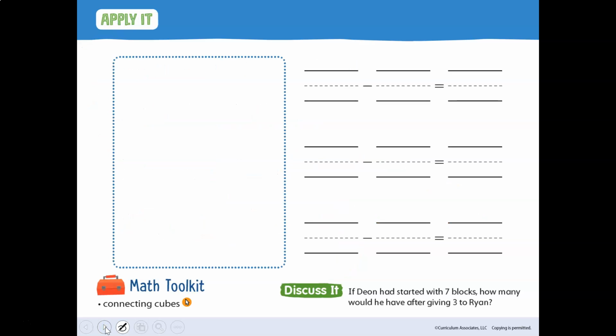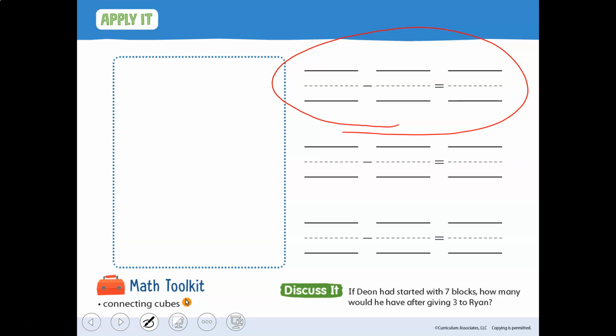You're going to need connecting cubes. I'm going to give you a problem and you're going to solve it using your connecting cubes. Then you're going to figure out, is it a subtraction problem or an addition problem? Are we taking away or are we adding together? Dean had 6 blocks. He gave 3 blocks to Ryan. How many blocks does Dean have now? Go ahead and pause and do that problem, and then you can write your answer up here, the number sentence.